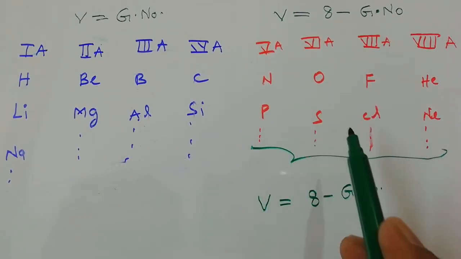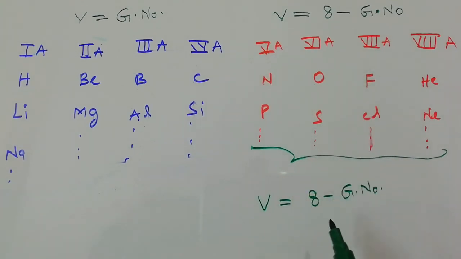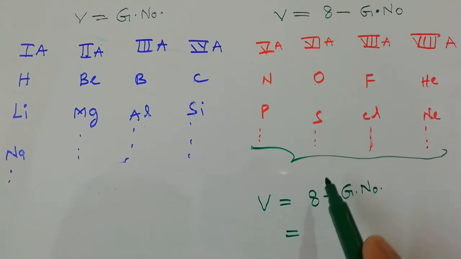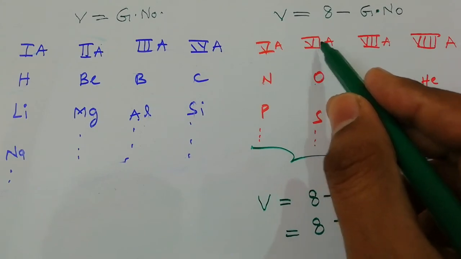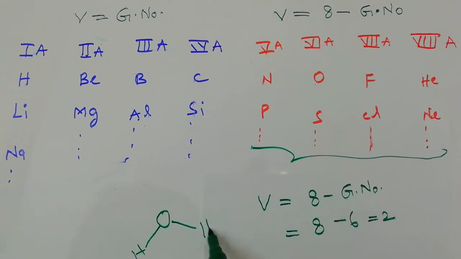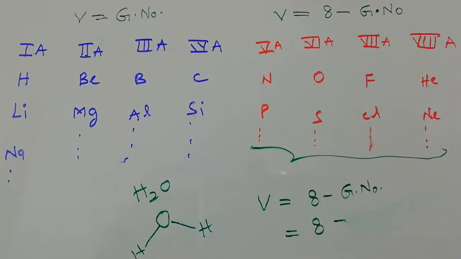For example, now we are calculating the valency of oxygen. So what is the group number? First we write 8 minus oxygen group number, which is 6A, so you should write 6. 8 minus 6 is 2. So oxygen valency is 2. That's the reason why oxygen forms 2 bonds with 2 hydrogens in the water molecule, H2O.